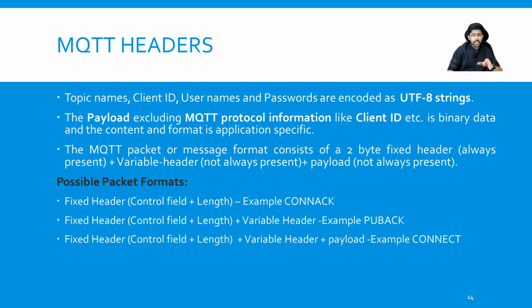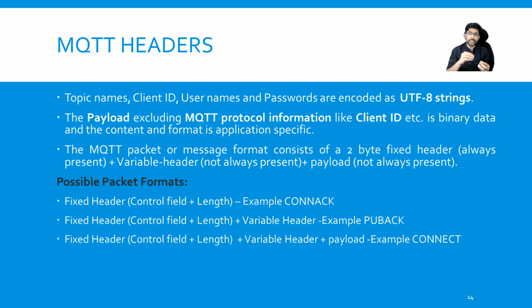The MQTT packet or message format consists of a 2 byte fixed header that I was discussing, which is always present, it will always be there, plus a variable header that can reach up to a maximum of 5 bytes. It means 2 plus 3, 5 bytes. And sometimes payload is not available.